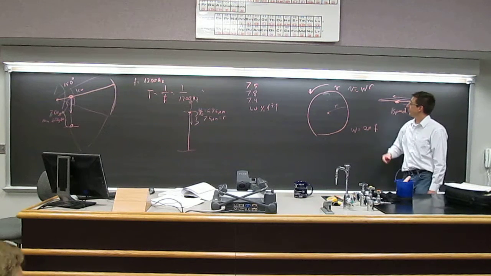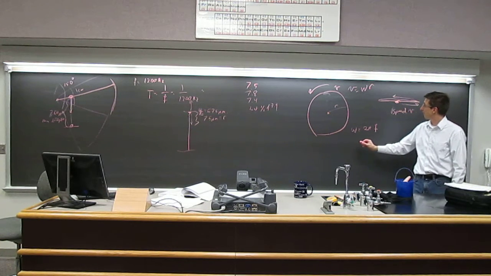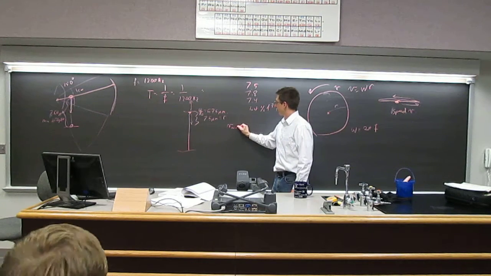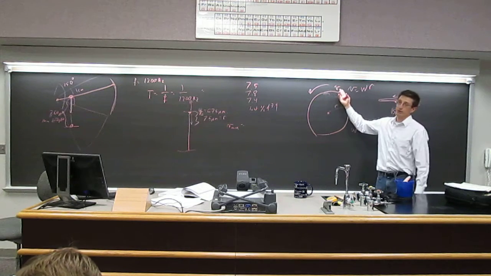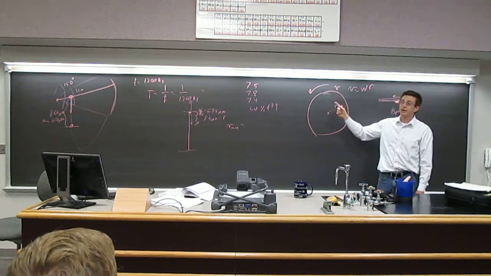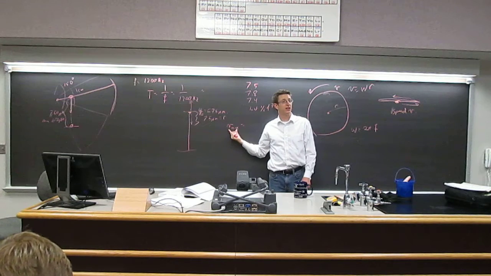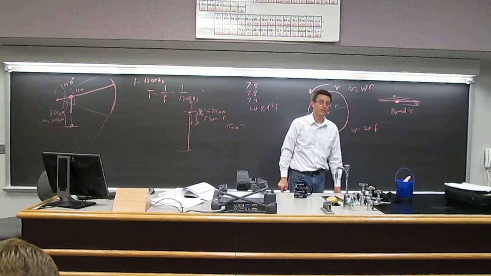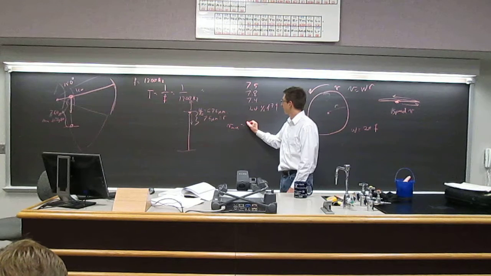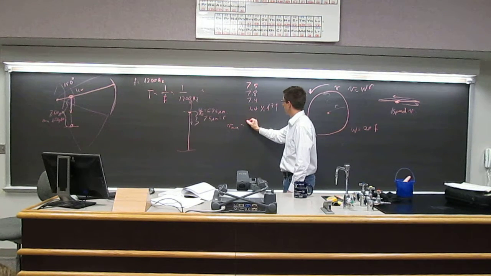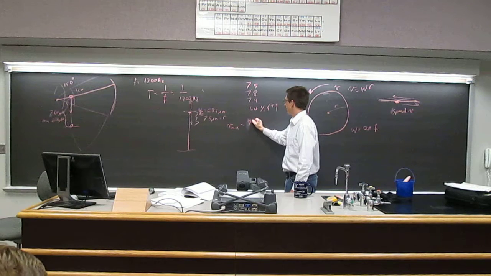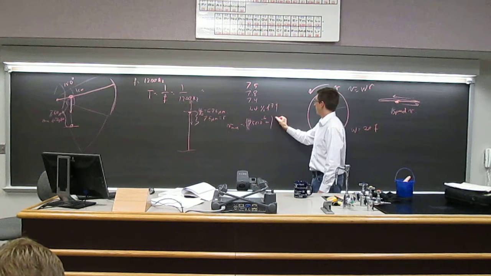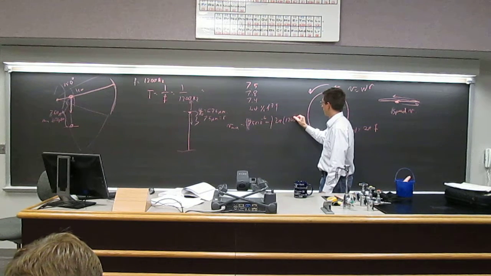So I'm just going to plug everything in here. V max, and this is the V of a point on the equivalent circle. That's the same thing as the maximum velocity it would have on the actual simple harmonic motion. So V max would be r, so 0.75 times 10 to the minus 6 meters times 2 pi times 1200 hertz.